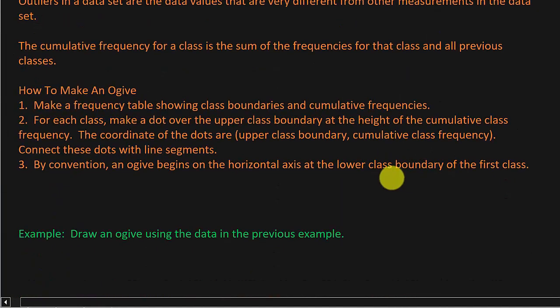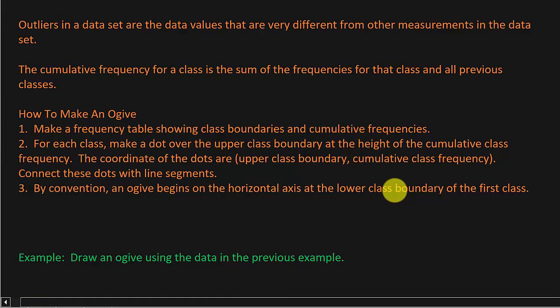All right, so the cumulative frequency for a class is the sum of the frequencies for that class in all previous classes. So how to make an ogive? Make a frequency table showing class boundaries and cumulative frequencies. For each class, make a dot over the upper class boundary at the height of the cumulative class frequency. We're going to do an example, don't worry. The coordinates of the dots are upper class boundary, cumulative class frequency.